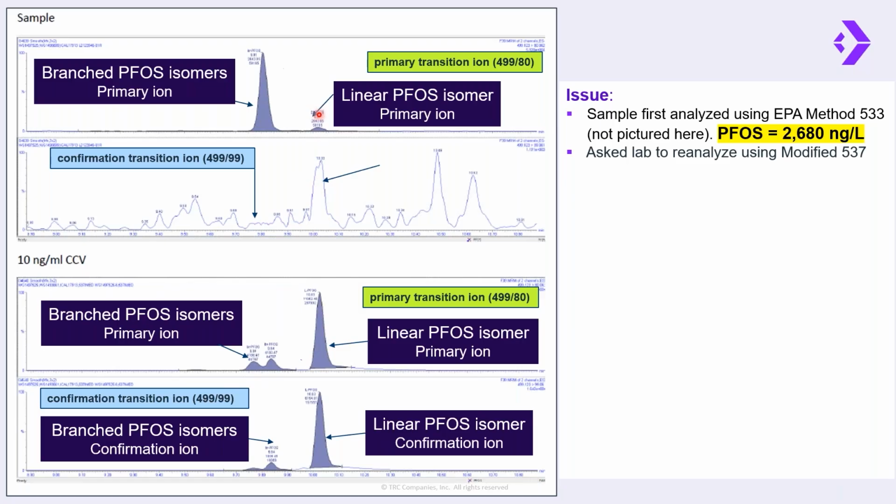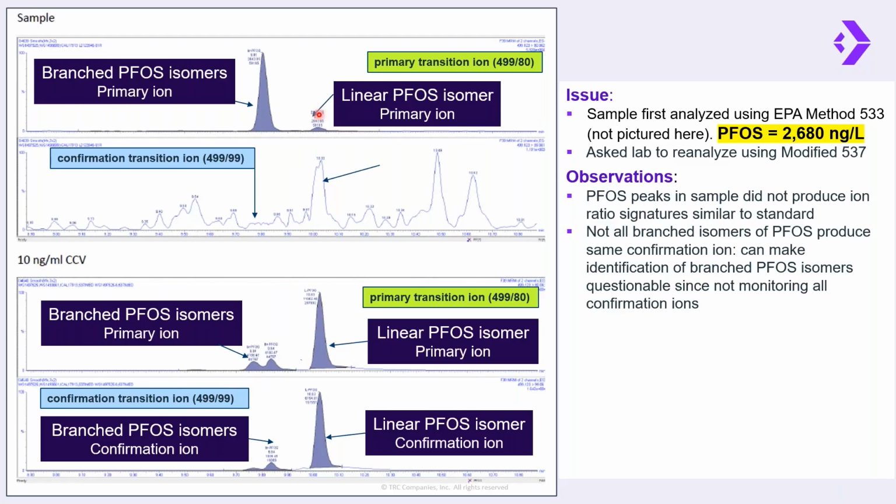So this gets even a bit more confusing because there's about 87 different branched isomers of PFOS, and not all of the branched isomers produce the same transition confirmation ion. So it could be possible that this branched isomer is a real PFOS peak, but that maybe we're not monitoring the right confirmation ion for this particular branched PFOS isomer, which is maybe why there's no peak underneath. So maybe the confirmation ion is not this 99 here, that's what was monitored. But this level of evaluation is really not within the scope of our analytical methods.